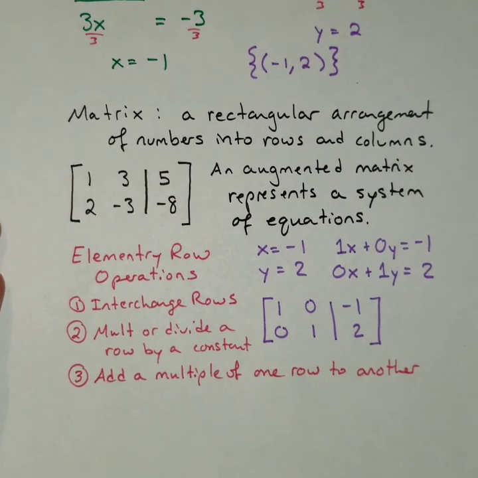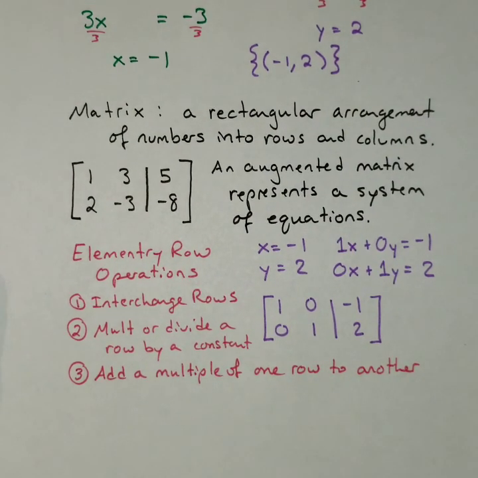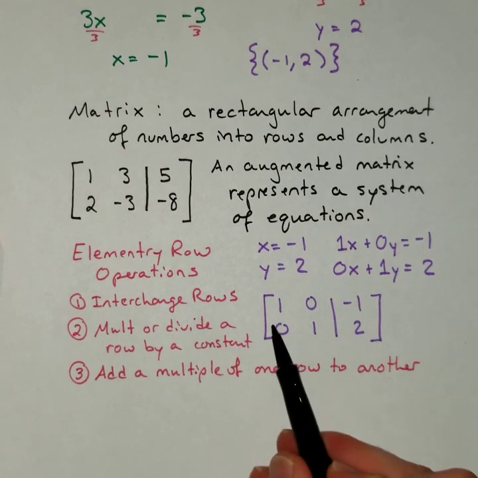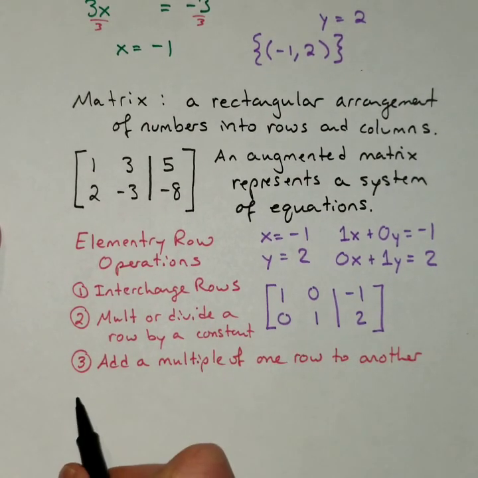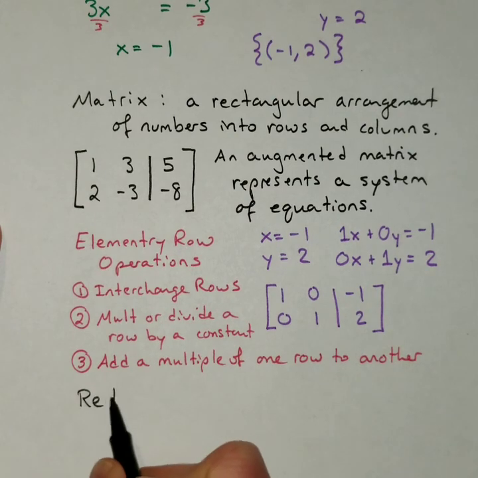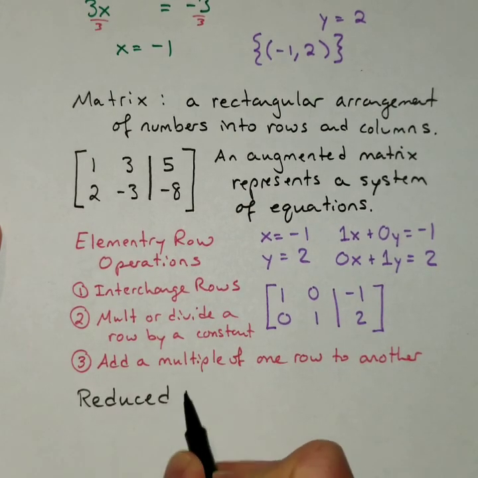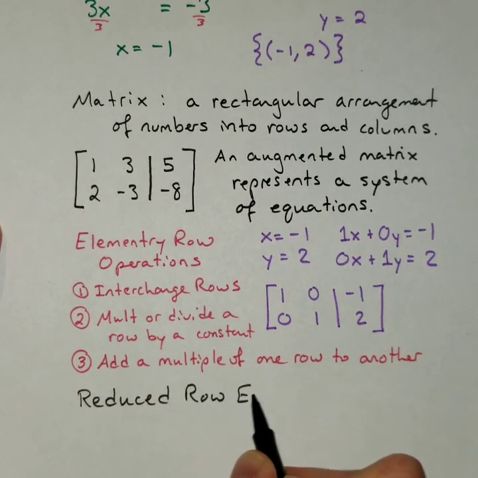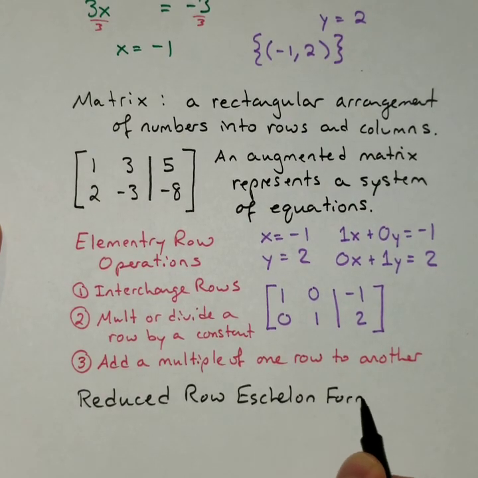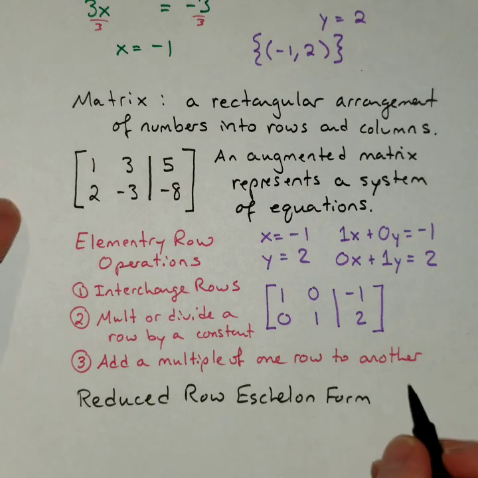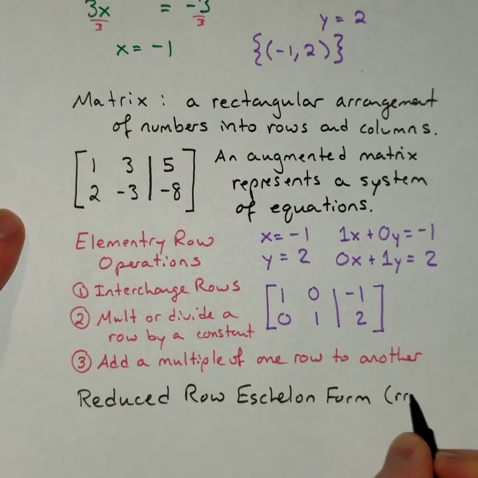Okay. Now the last thing I want to do in this video is just define or give a definition for this final form. We're going to call it the reduced row echelon form. Okay, also known as RREF.